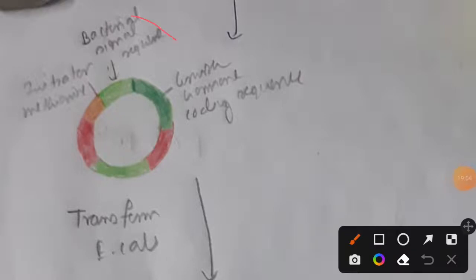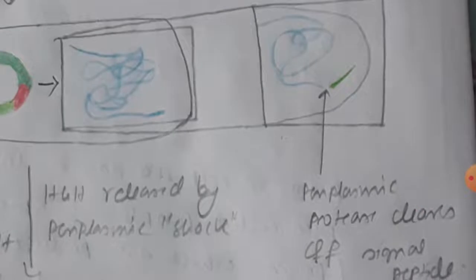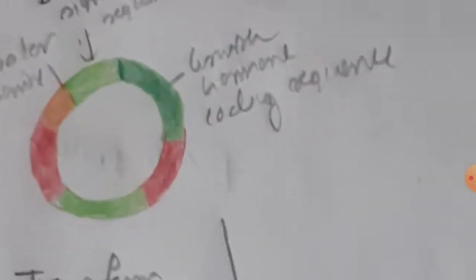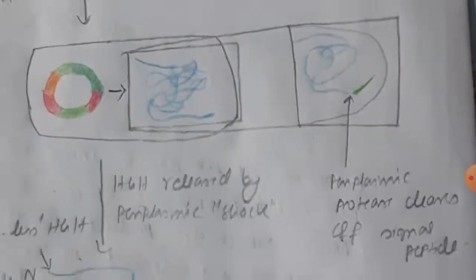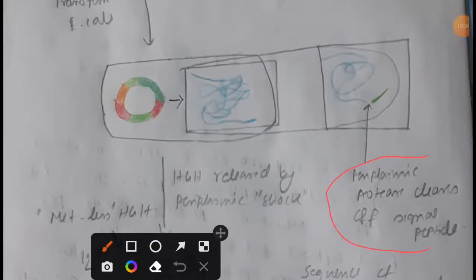So now let's see this picture. Here we have the bacterial signal sequence, and this is our promoter, the orange one. Then we are transforming them into E. coli. And now the signal peptide that will be produced by the vector will be cleaved by the periplasmic proteases. I have shown here that the periplasmic proteases will cleave off the signal peptide, as has been done in this case.